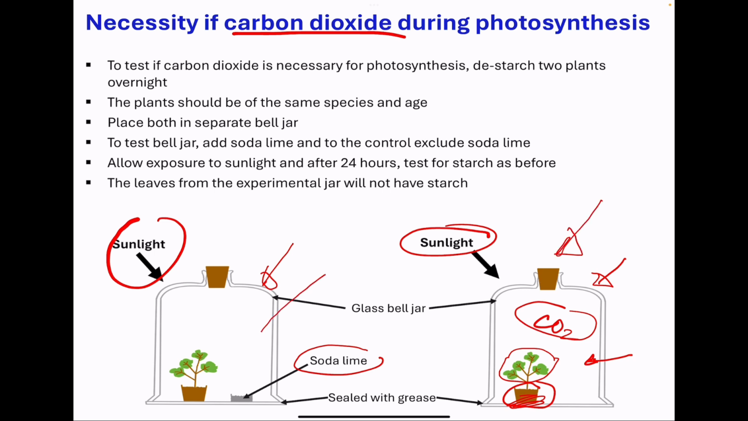Here photosynthesis will not occur because carbon dioxide has been removed, which is necessary for photosynthesis to occur. At the end of the 24 hours, we're going to pluck a leaf from each of the bell jars, and then we're going to test it for presence of starch. We expect this one here to have no blue-black color observed, and it's going to remain yellow, which is the color of iodine, while this one here is going to carry out photosynthesis, and therefore we'll see a blue-black color observed in the leaf of that plant.